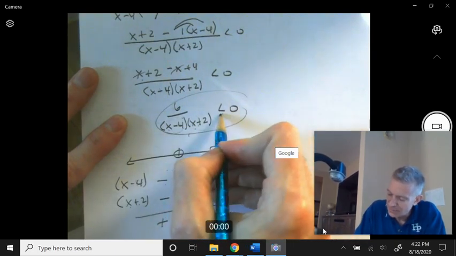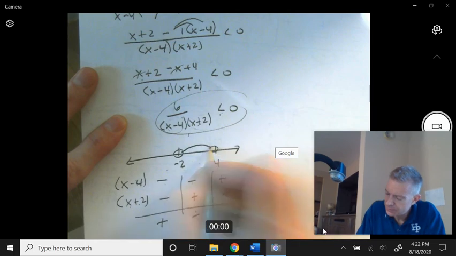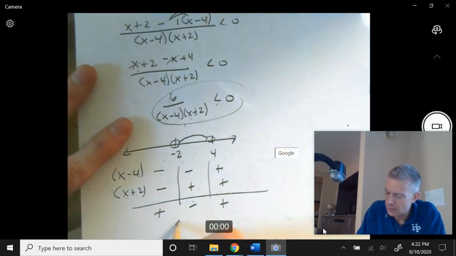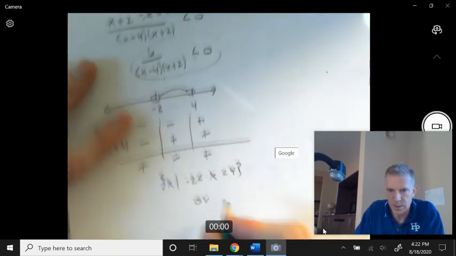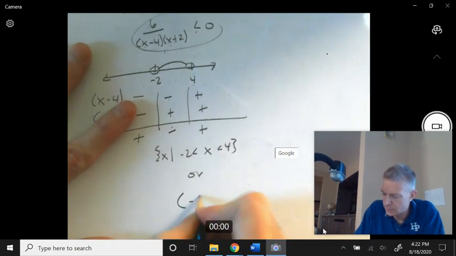We want negatives, so we want this right here. So we want the set of all x such that x is between -2 and 4. For interval notation, we'll simply say -2 to 4.